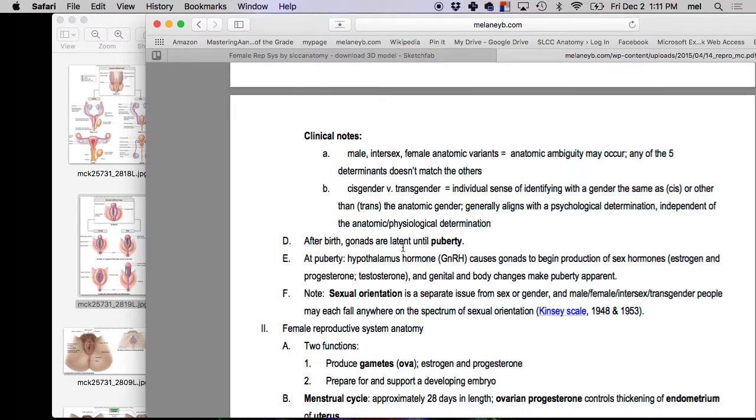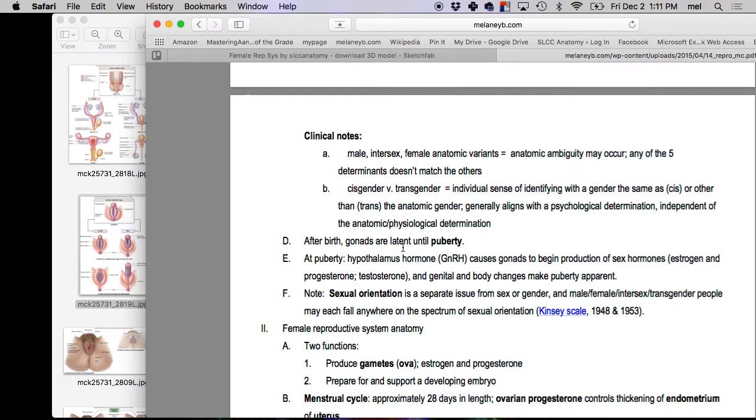Now, what happens after that? Pretty much after that, your gonads don't do a darn thing until puberty. So you get it all in place, and then you have no appreciable amounts of estrogen or progesterone or testosterone until you hit puberty. So a kid is a kid is a kid for a while, right? Their gender was determined, but it's really not very active in the story until you hit puberty.